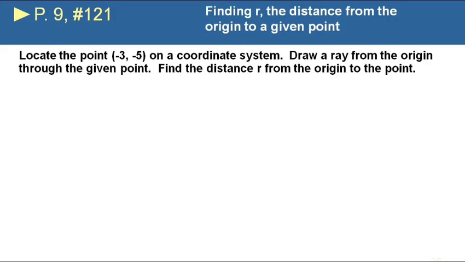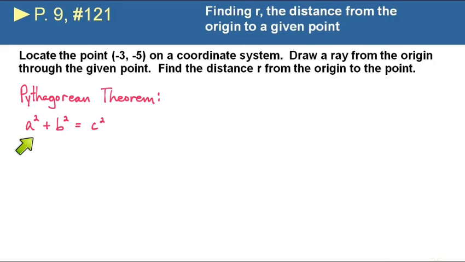Now, locate the point -3, -5 on a coordinate system. Draw a ray from the origin through the given point, and find the distance r from the origin to the point. Now, we've not talked about the distance formula. You could use the distance formula here if you wanted to, but let's talk about the Pythagorean theorem just a little bit, because we're going to be using the Pythagorean theorem a lot this semester, and we'll talk about it more in depth in another lesson. But you probably remember that it's a squared plus b squared equals c squared, where c squared represents the square of the hypotenuse, or the longest side.